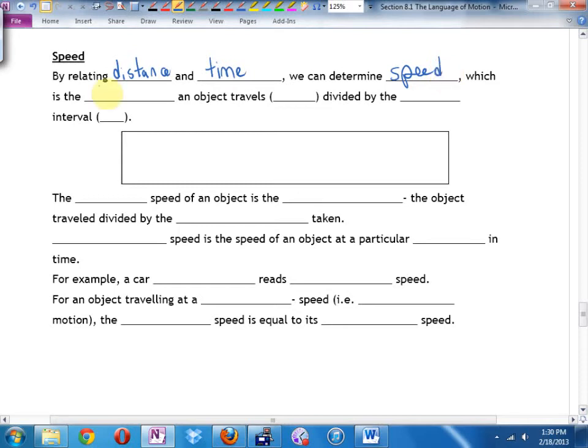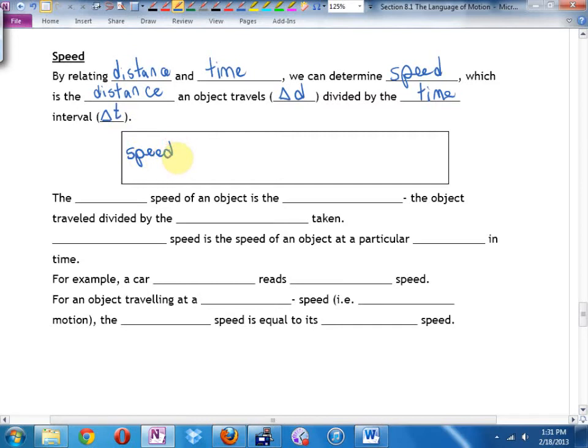Which is the distance an object travels. We call that change delta D, that's how far, divided by the time interval, delta T. If I wanted to give this to you as an equation, I would say this. In English, we call it speed.